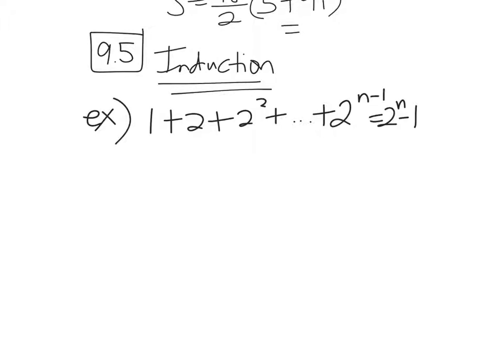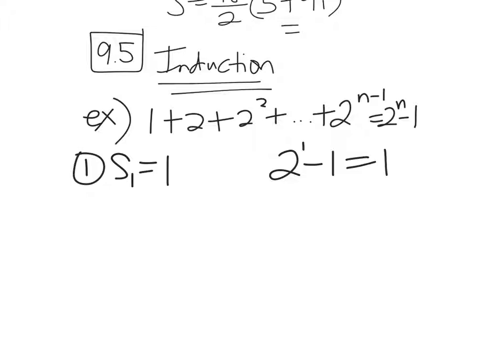We're going to go through all 3 steps. Step number 1, show that the sum of one number works. So the sum of the first number is 1, and then 2 to the 1 minus 1 is also 1. So yeah, you have to show this side and that side. You can't just write S1 equals 1. That's not showing both sides are equal to each other.